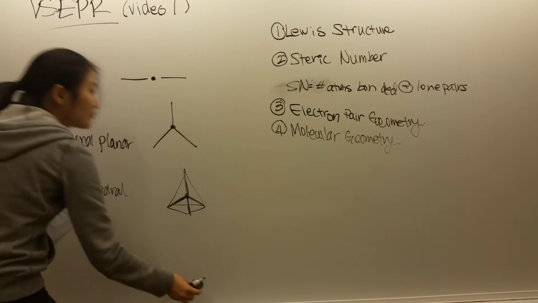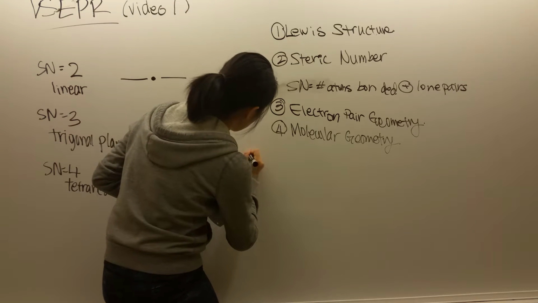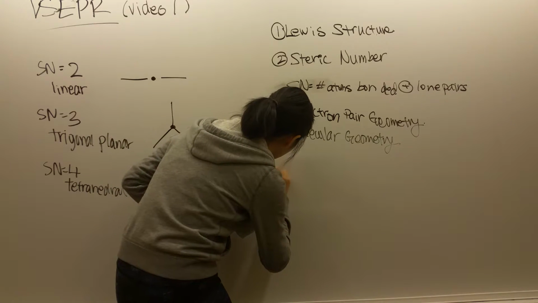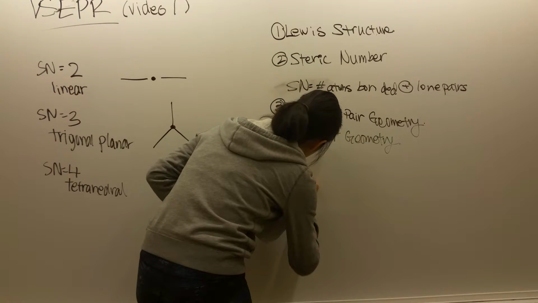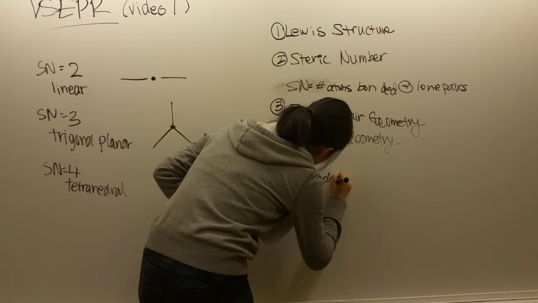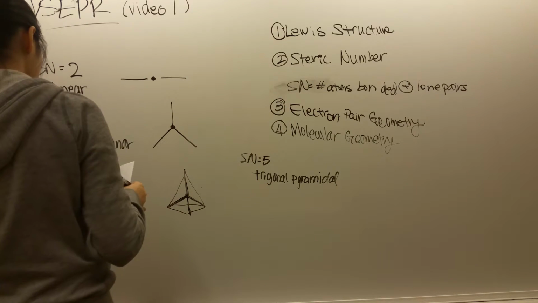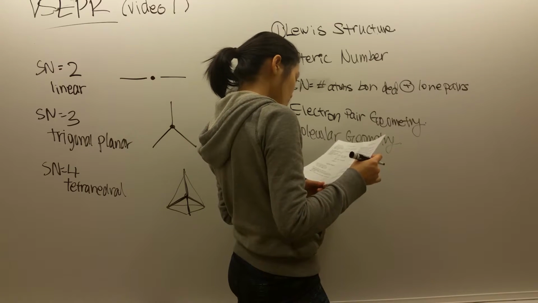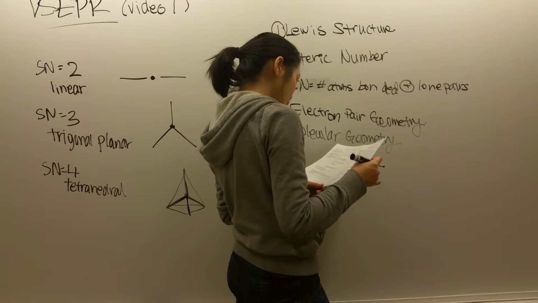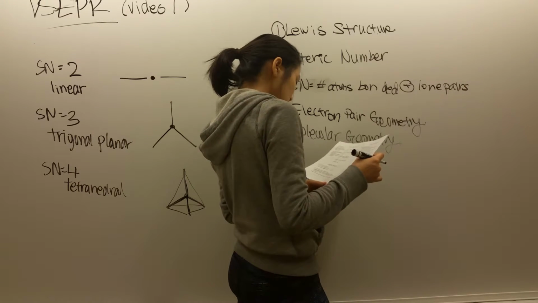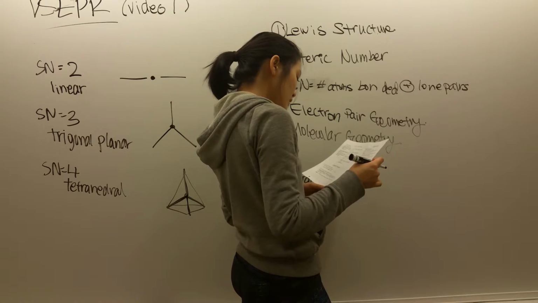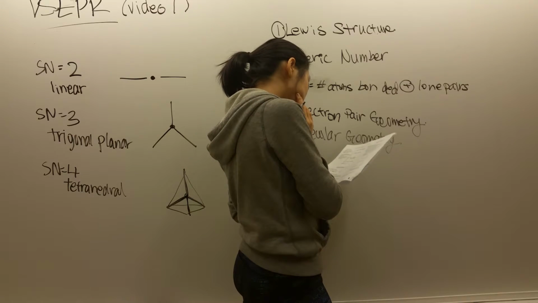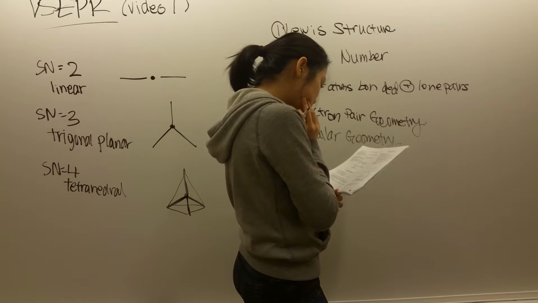And then I'll come up here. Steric number 5, you're going to have trigonal bipyramidal. Trigonal bipyramidal, it's like you have, this drawing's weird. From here to here, from there to there.